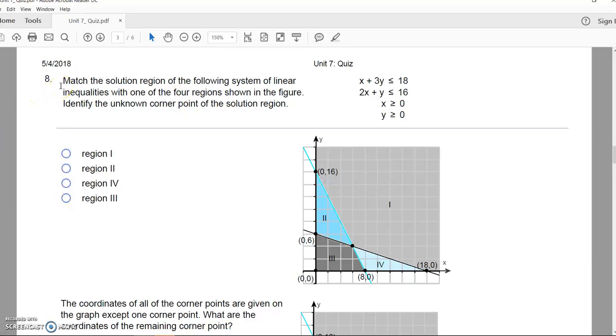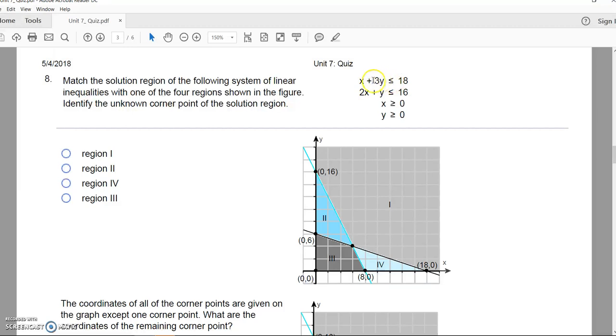Alright, number 8. So there's the graph, and these are the equations. We need to figure out which region is the solution. So let's pick again 0, 0 as the testing point. So when I plug in 0, 0 for the first equation, I get 0 less than or equal to 18, which is a correct, true statement. So that means the solution set should include 0, 0.